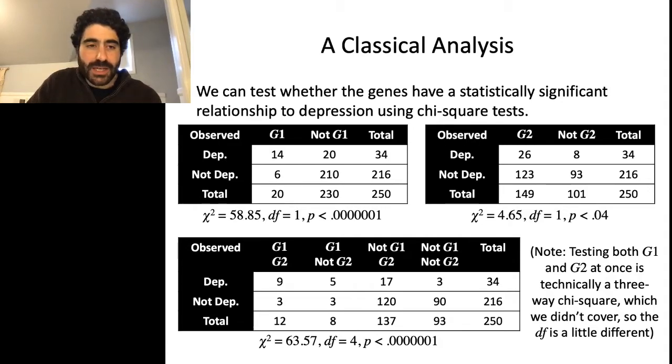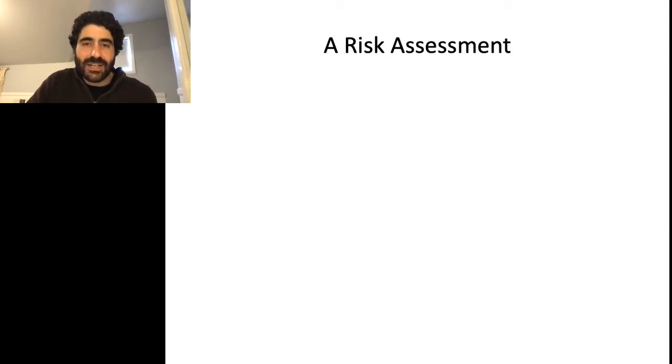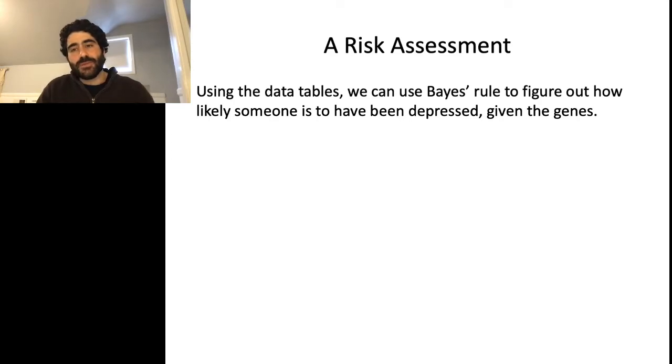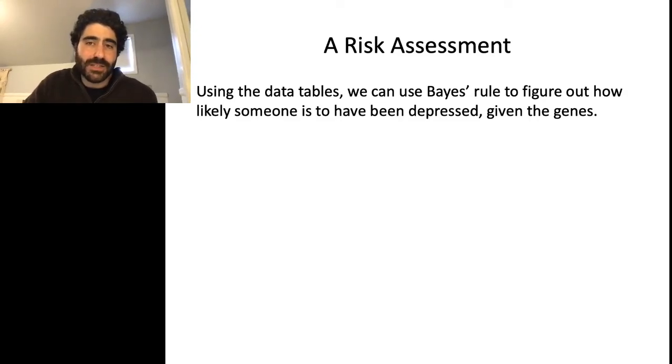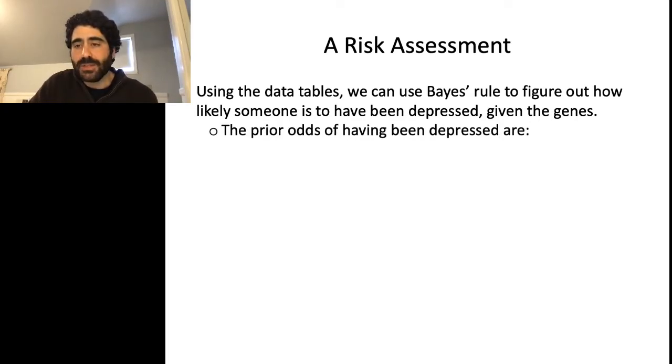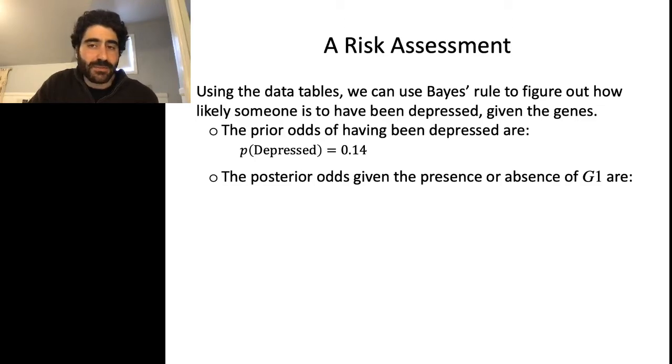We could also look at things like effect sizes and risk assessments here. For example, if we want to build up what these models actually would be in terms of making predictions, we can figure out the likelihood of being diagnosed with depression given your particular genetic makeup. We'd start out with priors. In this data set, 14% of the people are diagnosed, so that would be our prior. A model that doesn't use any genetic information would predict a 14% chance of depression for every person.